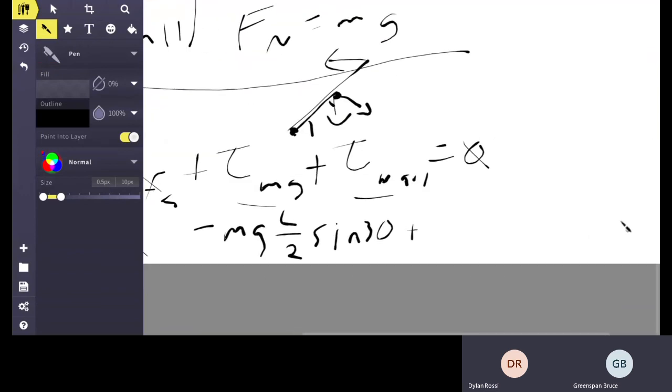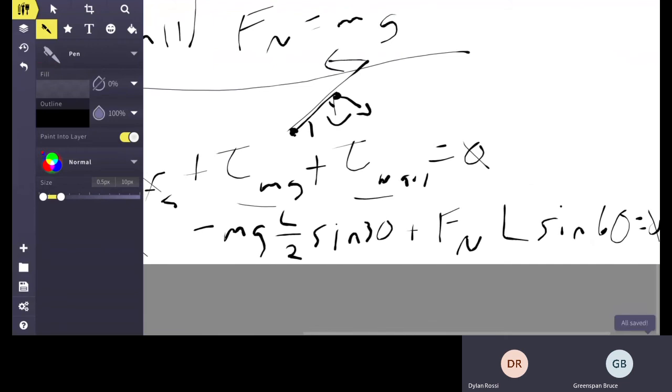Normal force from the wall. That one is a full L away, right? Sure. And that perpendicular component's actually sine 60. Again, you can figure that out. Because the perpendicular component is this one here. You see what I drew? Poorly. It ends up being sine 60.